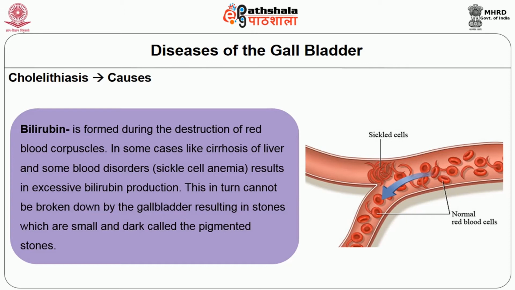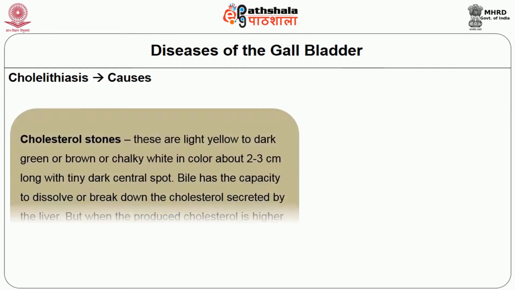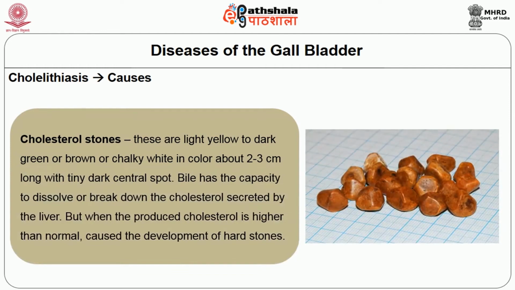In some cases, like cirrhosis of the liver, the result is excessive bilirubin. This in turn cannot be broken down by the gallbladder, resulting in stones which are small and dark, called the pigmented stones. Next, cholesterol stones. These are light yellow to dark green or brown or chalky white in color, about 2 to 3 cm long with a tiny dark central spot.